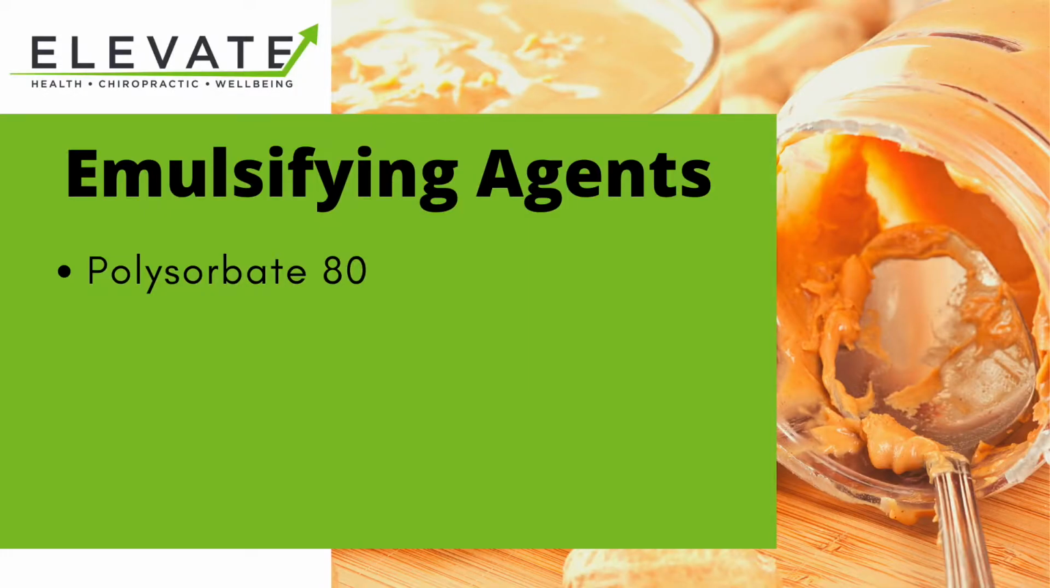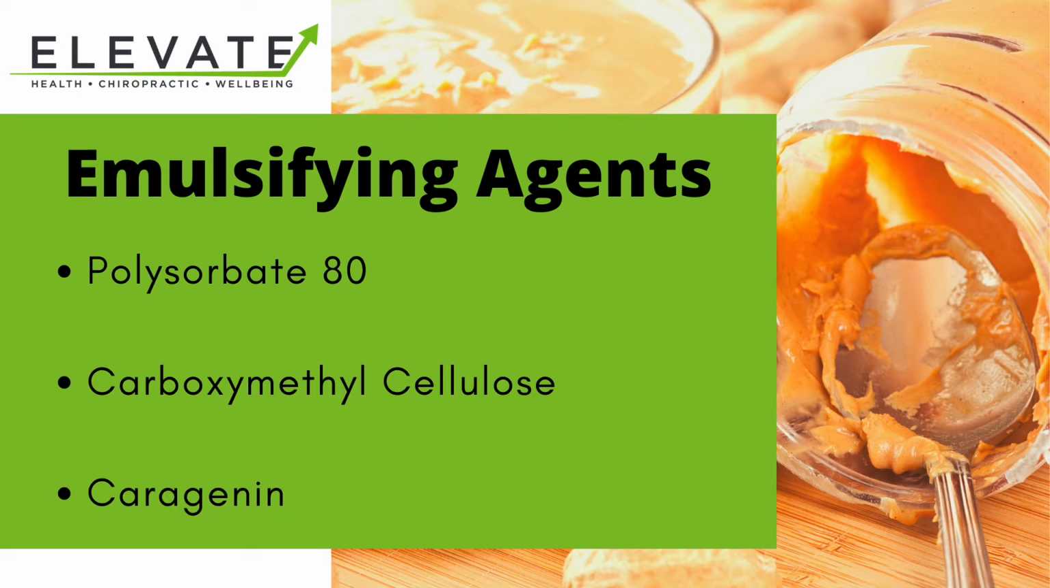In particular, we can talk about emulsifying agents. Now, these are in nearly everything. You can look for these on the ingredients of the foods that you eat. There's three main ones that we could look out for, and these are polysorbate 80, carboxymethylcellulose is another, and also carrageenan.